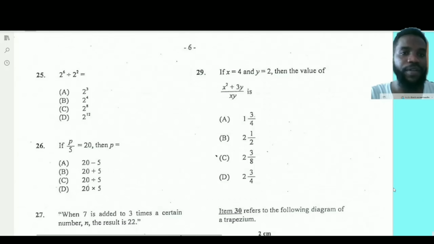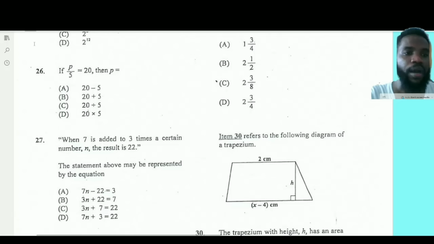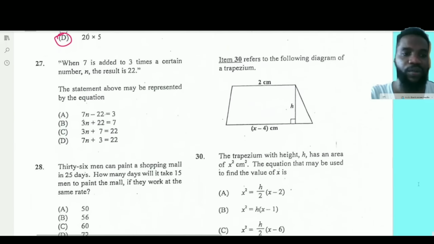Question number 25. It says 2 to the 6th power divided by 2 to the 2nd power. Laws of indices: you divide things that have the same base, you simply subtract the index. So it's 6 minus 2, which is 2 to the 4, which makes it option B, as in boy. Alright, 26. It says that if p over 5 is equal to 20, then p is. Alright, so if you're dividing by 5, you need to get rid of 5, you have to do the opposite, which means you're going to have to multiply both sides by 5. So it's going to be 20 multiplied by 5. Alright, so these questions you can easily rush through.